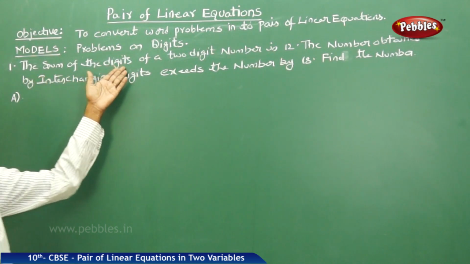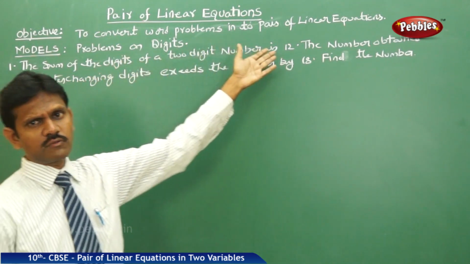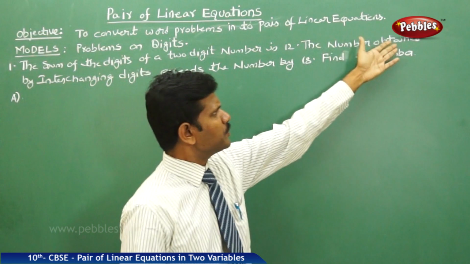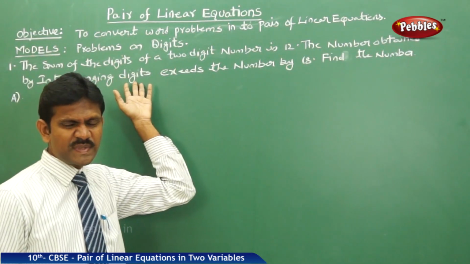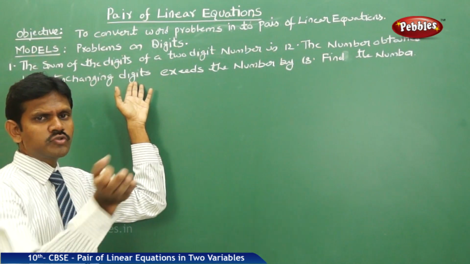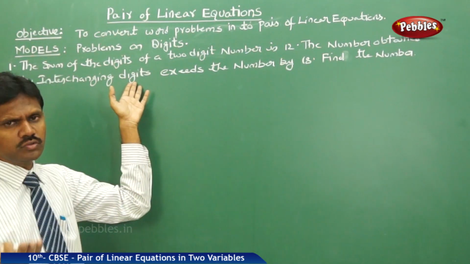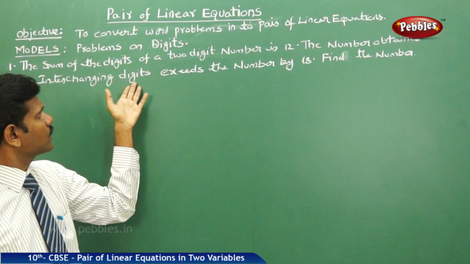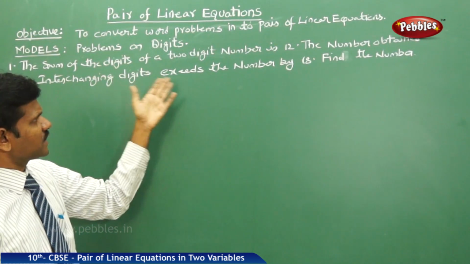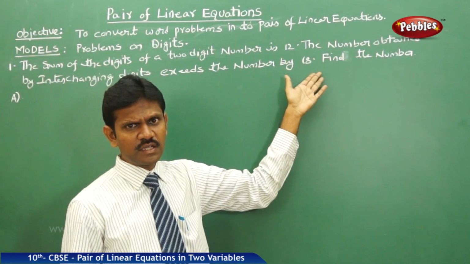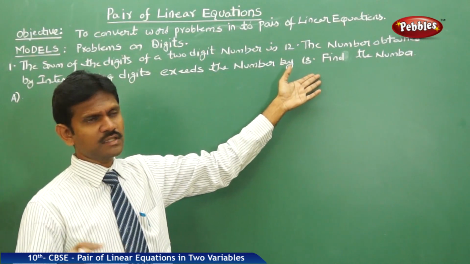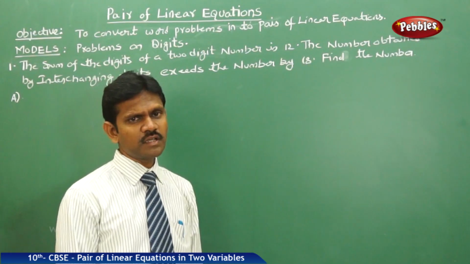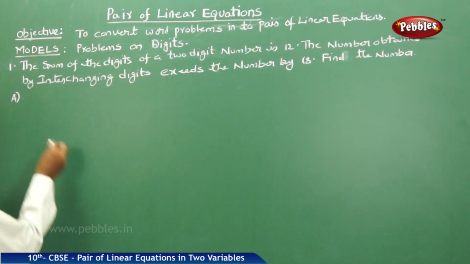The sum of the digits of a two-digit number is 12. The number obtained by interchanging the digits, interchanging the digits meaning the units place moves to the tens place and the tens place moves to the units place, exceeds the original number by 18. That means the interchanged number is 18 more than the original number. Then find the number. Okay, let us see.